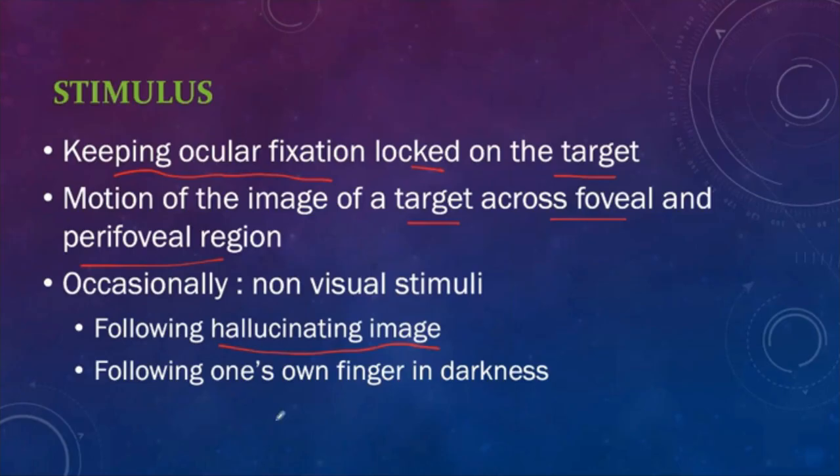Also, if you close both your eyes and try to track your finger as you move it in space, you will be able to do so. Despite your inability to see your finger, you can still move your eyes with the movement of your finger. So this is also a stimulation of the pursuit system, and it doesn't need a visual stimulus all the time. And this has been asked before in the MCQ.